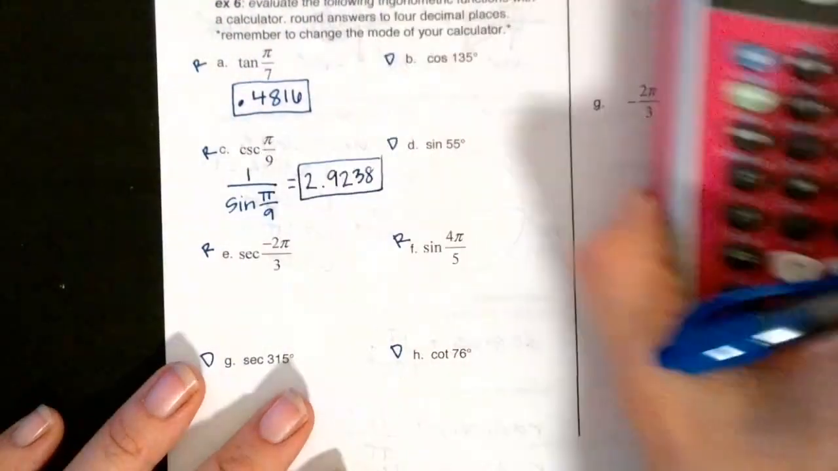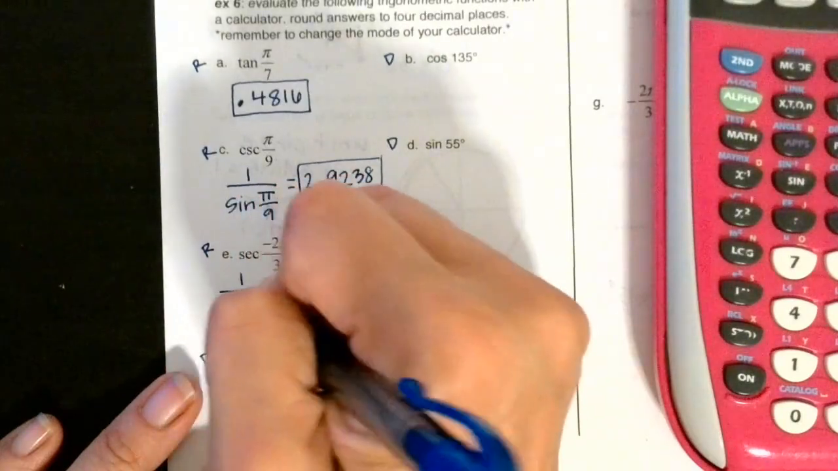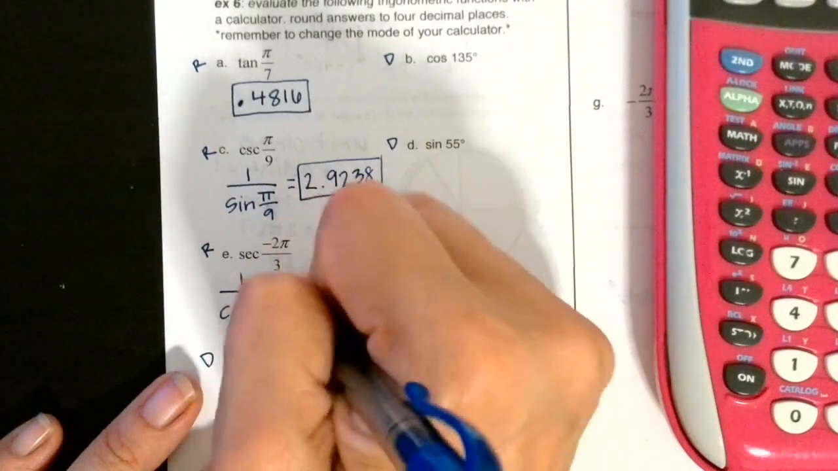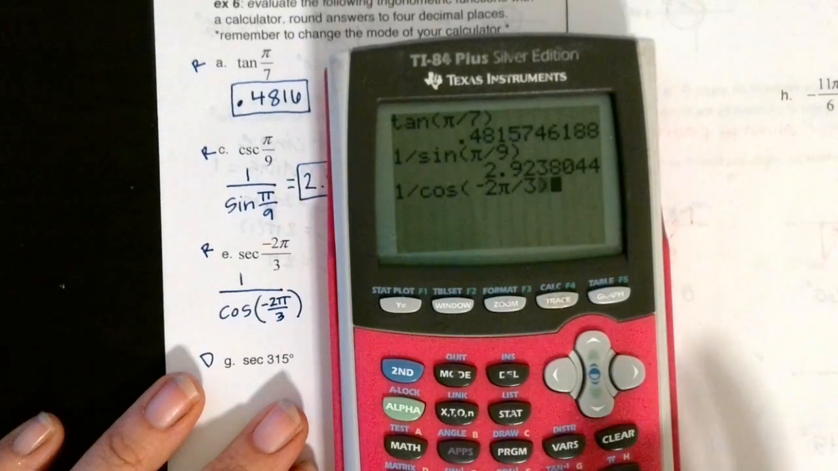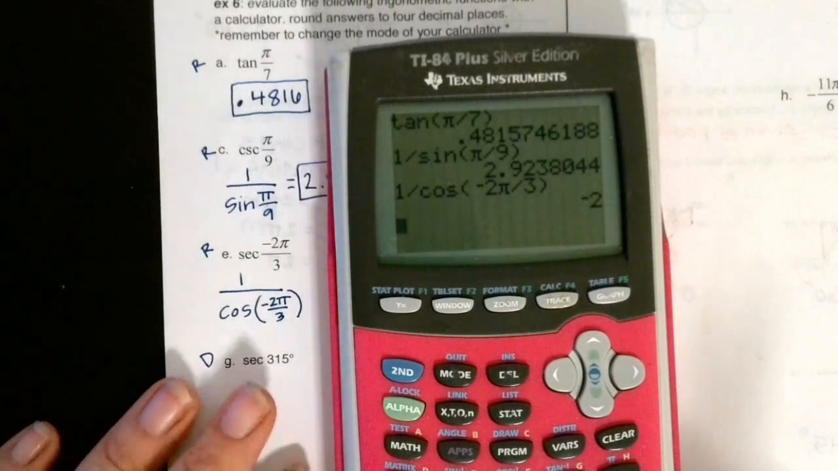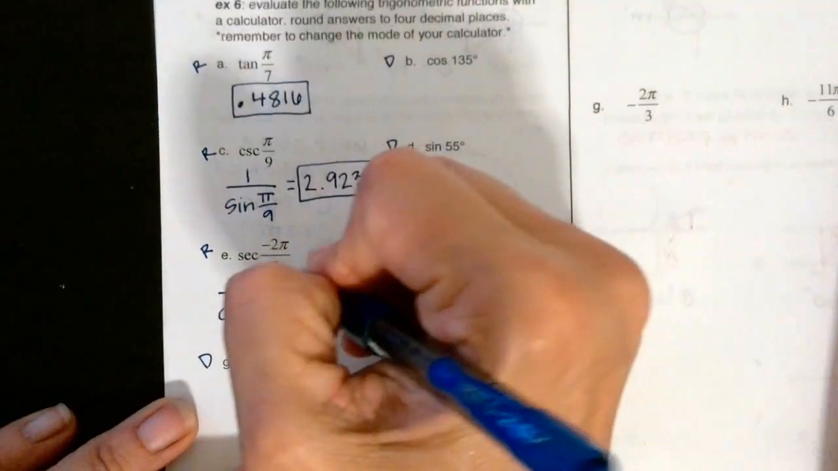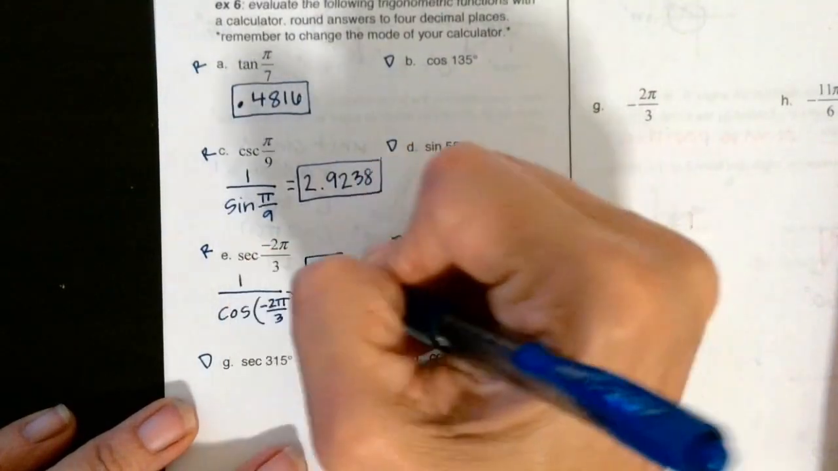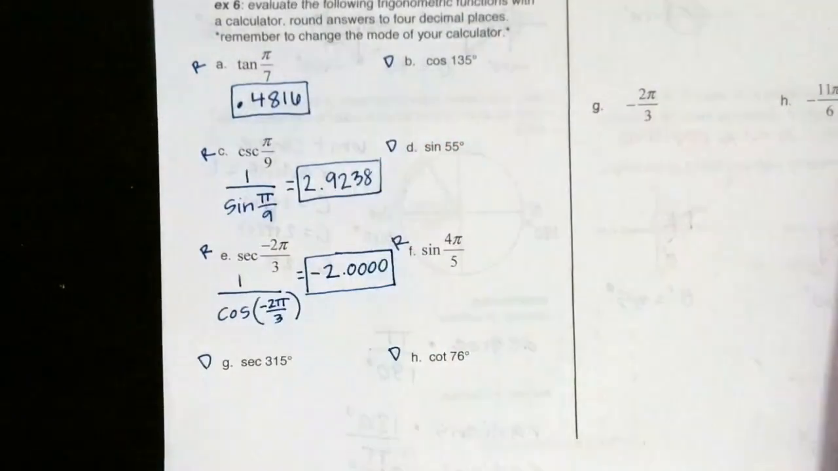Okay, next one, secant. There's not a secant button, but I know its reciprocal is cosine. So I'm just going to put 1 over the cosine as another way to write secant. And I get that the secant of -2 pi over 3 is actually just -2. And I guess because they said 4 decimal places, I should probably do that. I won't mark you wrong on the test if you don't do that.